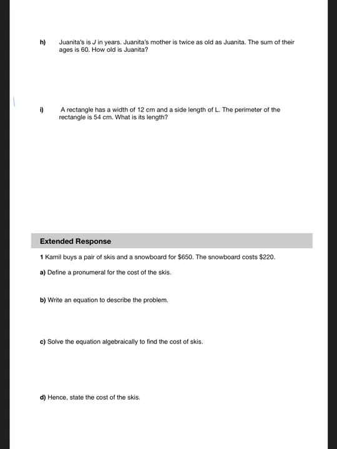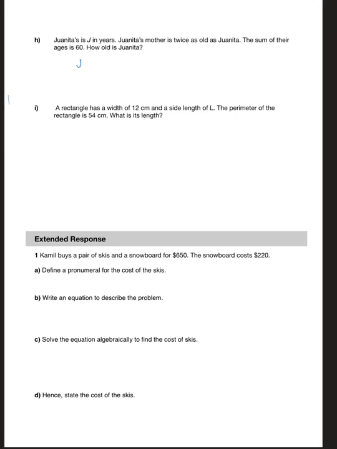So Juanita is J years old. So we'll put a J in there. And her mother is twice as old. So twice as old as J would be J plus J, or 2J. All right, so we're going to put a 2J in here for a second. And it says the sum of their ages is 60. So sum, of course, is addition, is equal to 60. So this equation here gives us that statement in an equation.